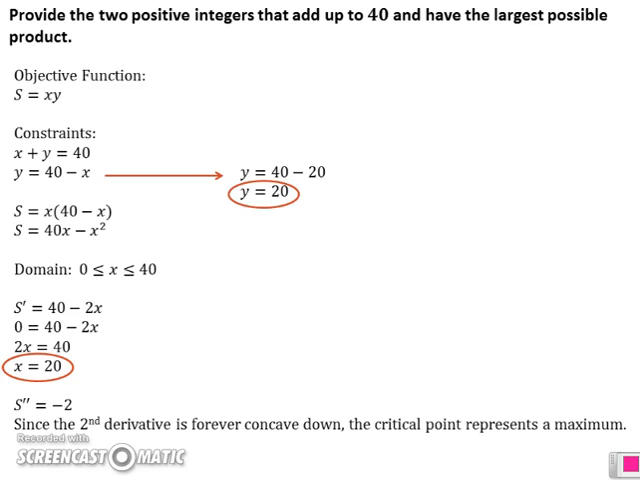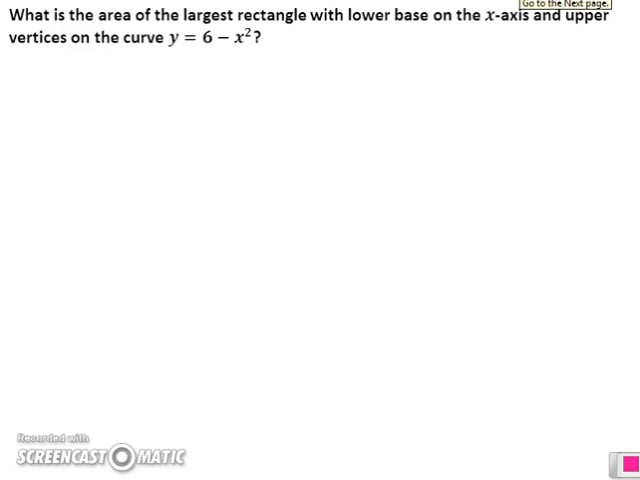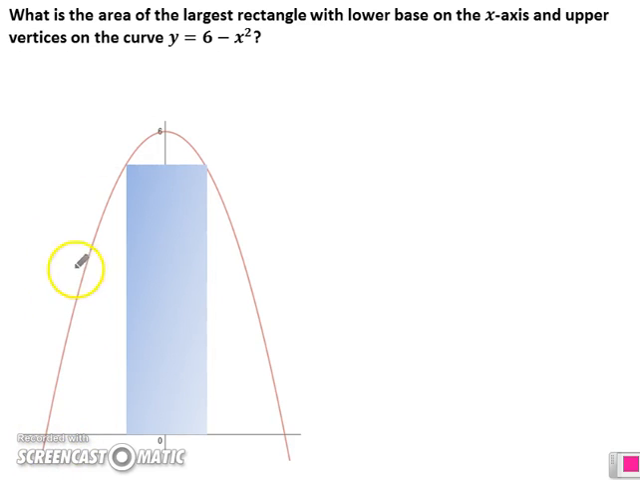Okay, let's do one more. What is the area of the largest rectangle with lower base on the x-axis and upper vertices on the curve of y equals 6 minus x squared? Okay, so here's the situation. Here's the curve 6 minus x squared, and we have a rectangle with a base on the x-axis and the upper vertices touching the graph.